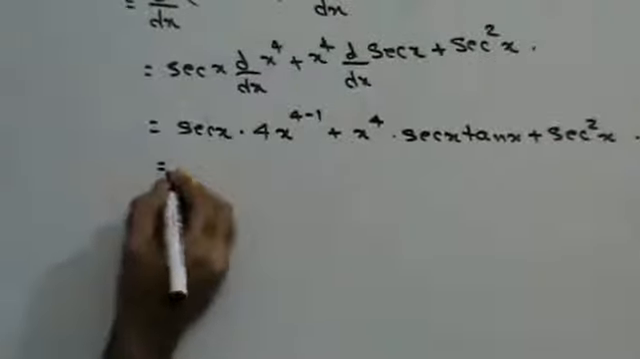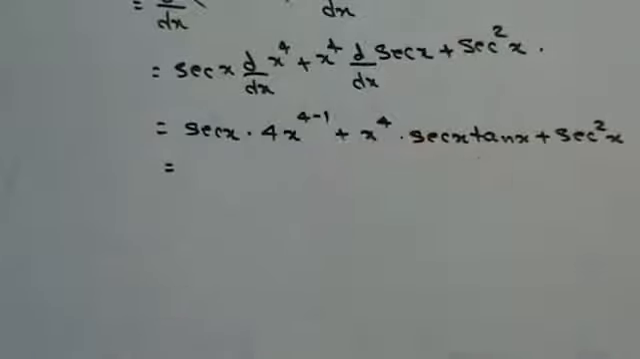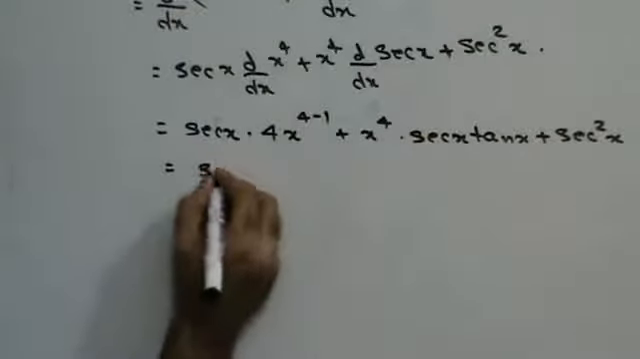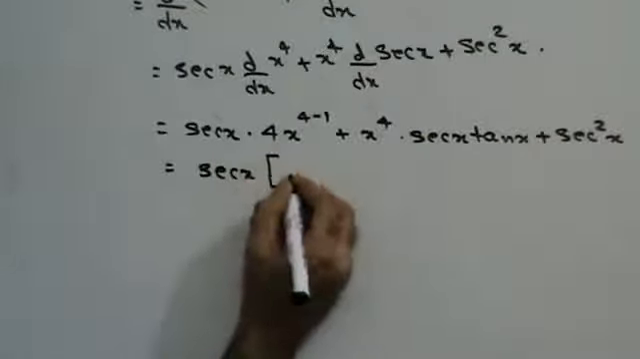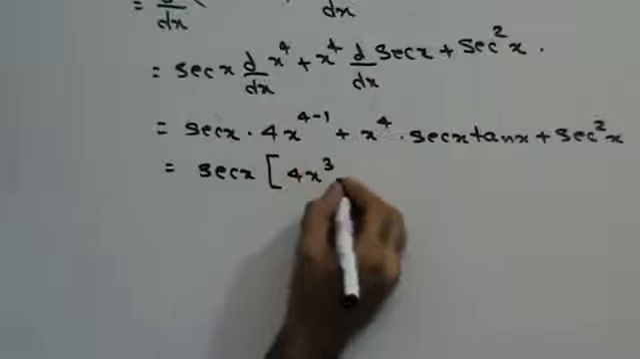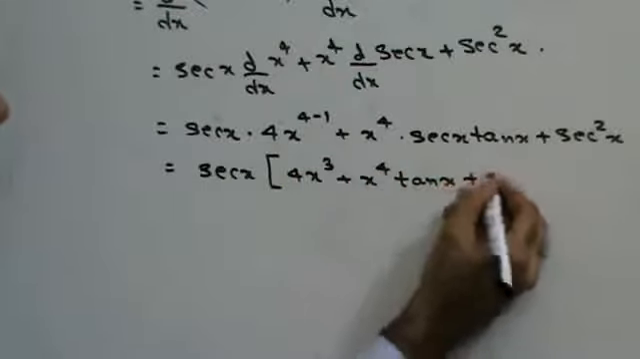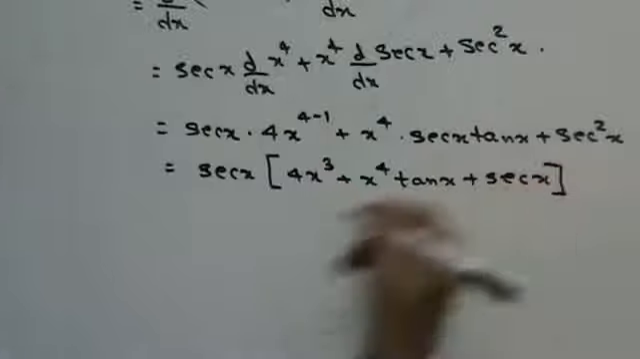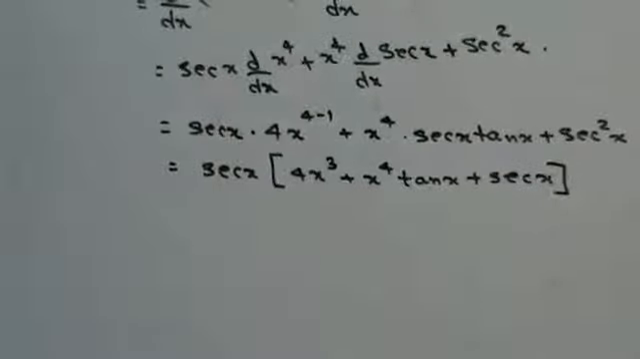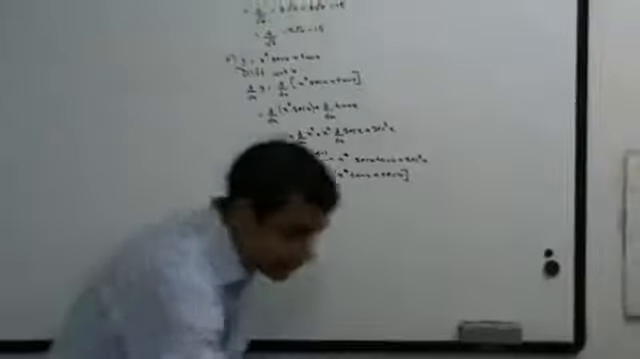Now this can be written as, there is sec x common in all the three terms, so I can take sec x common. This is going to be 4x cube plus x raised to 4 tan x plus sec x. Now that will be your answer. Fine. Let's move on to the next one, people.